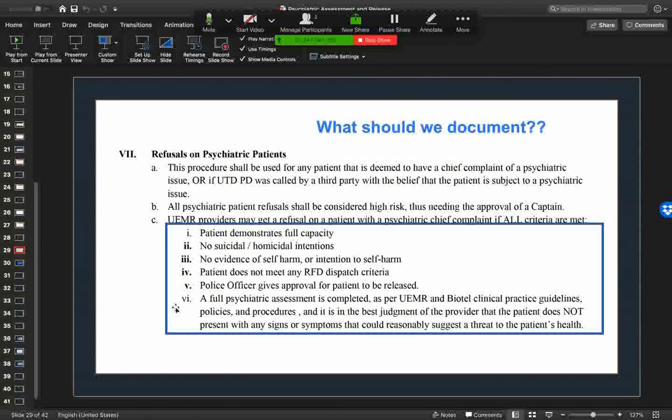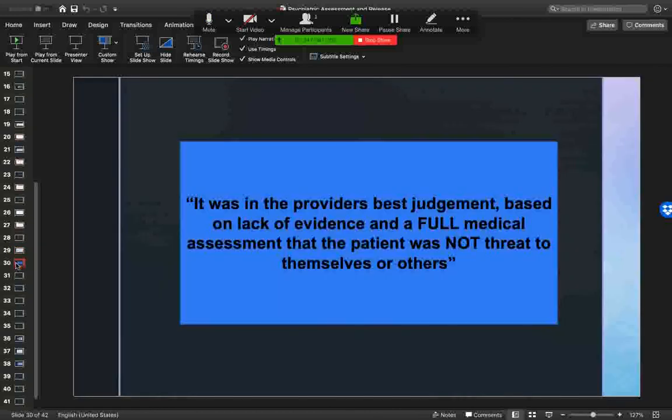So when you are documenting a psychiatric call, look back at your refusal protocol and copy essentially what you did, because you should have done all of this, and we document all of it. Okay, so this is the magic phrase that you should put in your report: it was in the provider's best judgment, based on a lack of evidence and a full medical assessment, that the patient was not a threat to themselves or others.